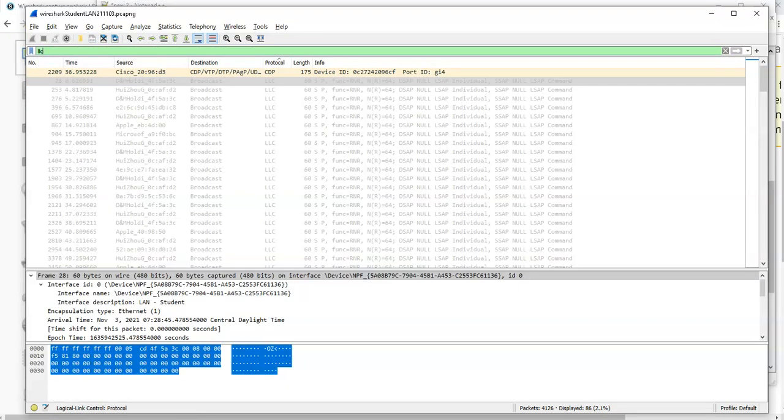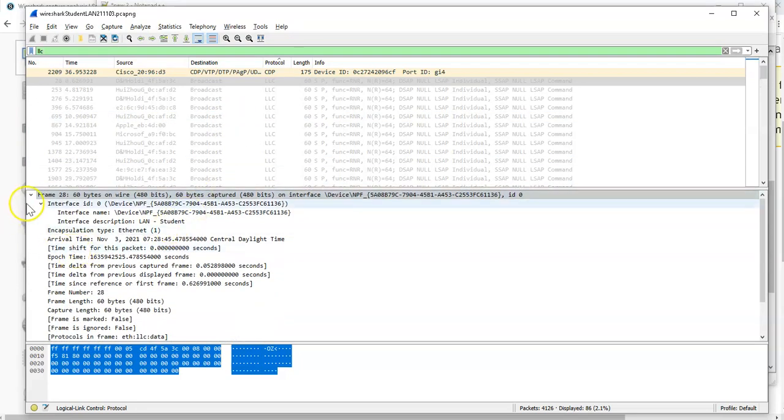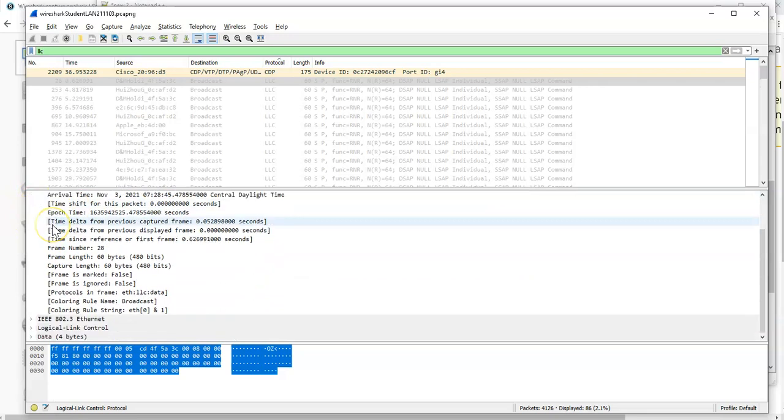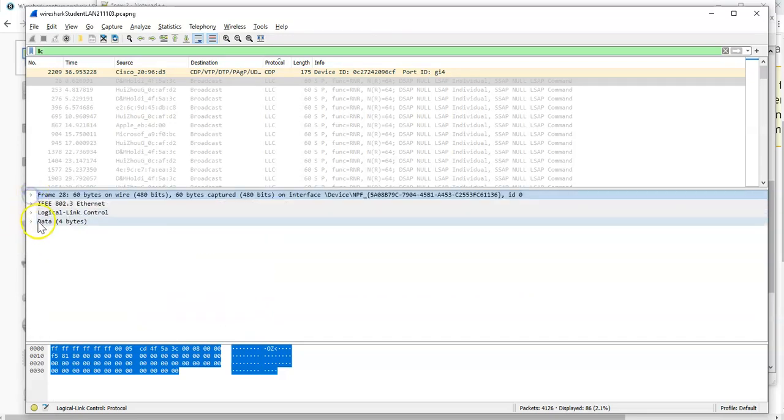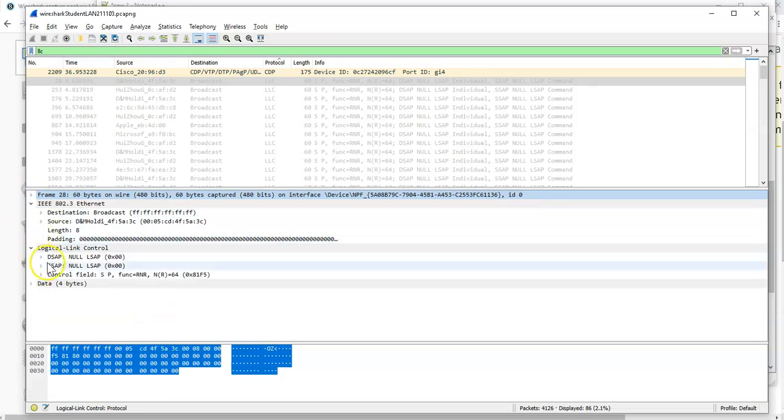86 LLCs. If you want to investigate, some of you that are curious, all you got to do is open up the frame and start exploring what you see down here. And sometimes they explain what it is. Logical link control, that's what LLC is. Not a lot of data in it.